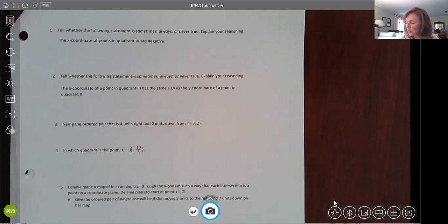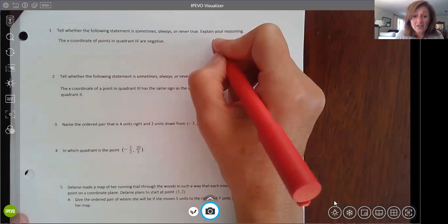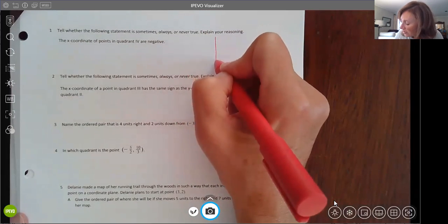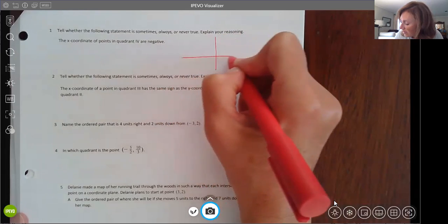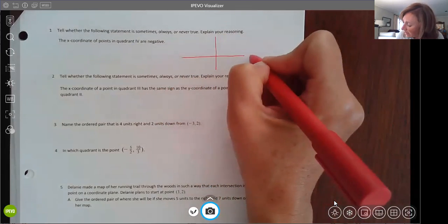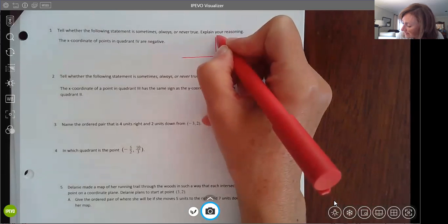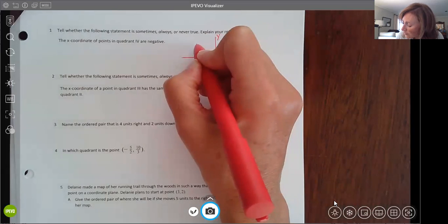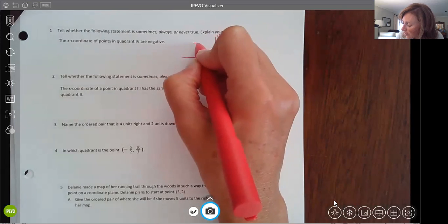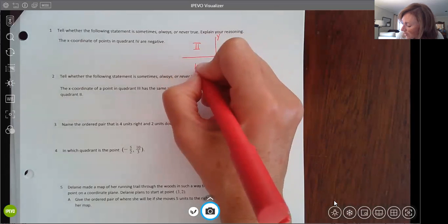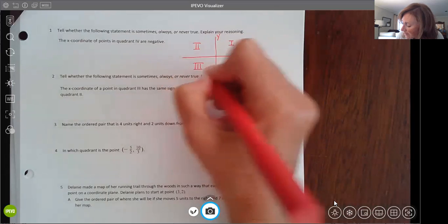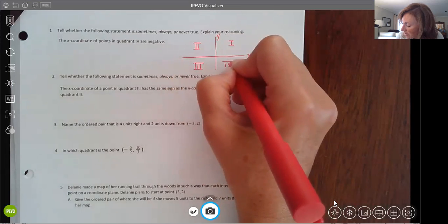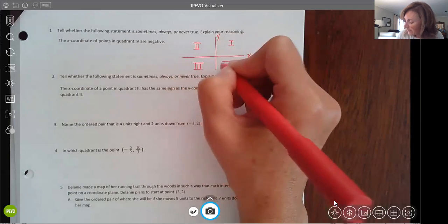So the x coordinate of points in quadrant 4 are negative. So let's draw a picture. Let's get in the habit of labeling our axes and the quadrant number. So the upper right-hand quadrant is 1, and then it goes in a counterclockwise direction, right?